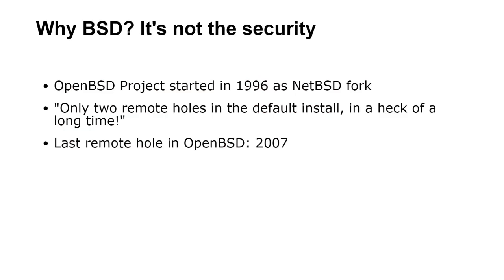OpenBSD in particular is considered a relatively secure OS. It started as a NetBSD fork in 1996, and their claim to fame is that they've had, quote, only two remote holes in the default install in a heck of a long time.